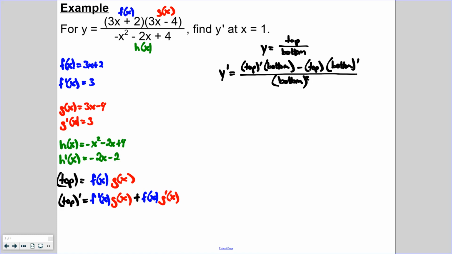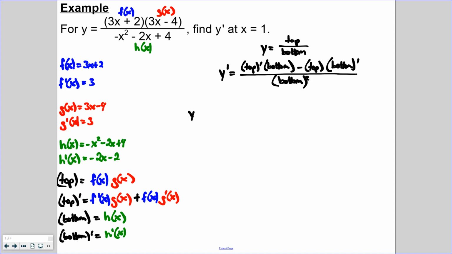So we have the top, we have the derivative of the top. Next up is the bottom. And we can see here that the bottom is just going to be our h of x. So therefore, the derivative of the bottom, or bottom primed, is just going to be h prime of x, which we've already figured out up here. That was a little bit too quick. Alright, so now from here, we can just plug in the derivative of the top, and the derivative of the bottom, and continue working our way through.